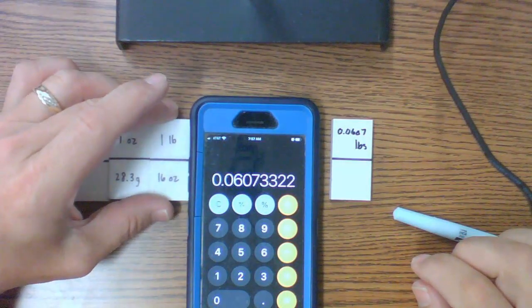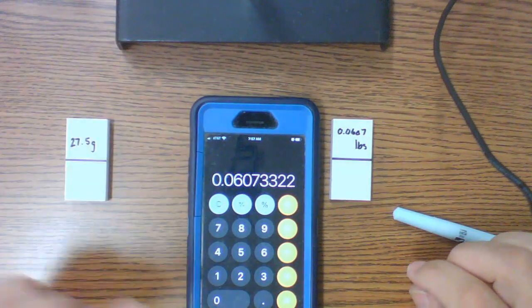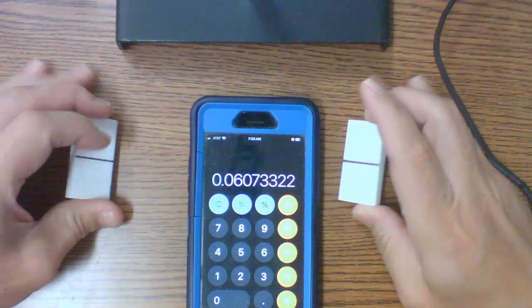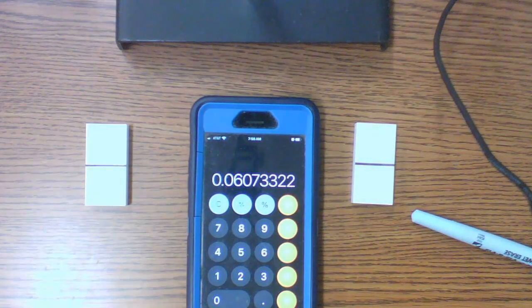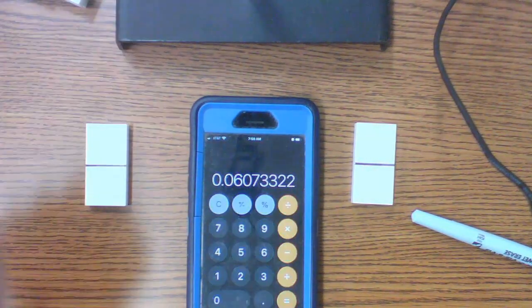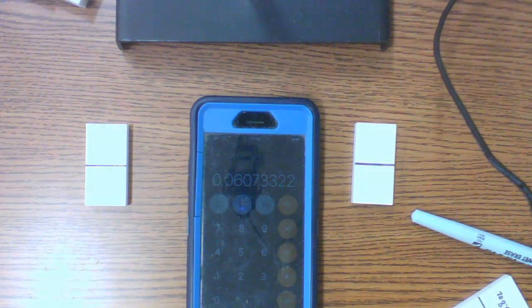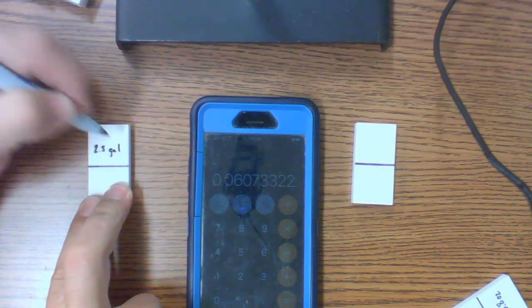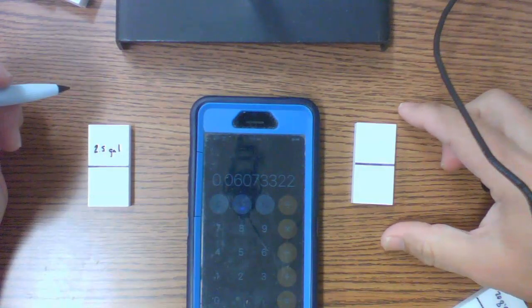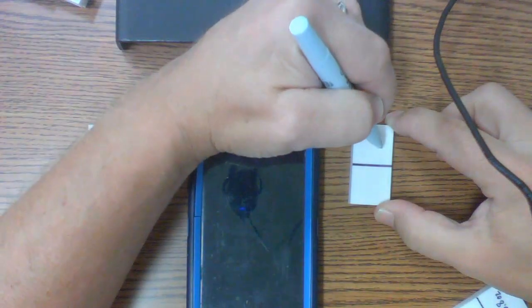Well, now I've got one more unit or quantity type. We're going to set up and do volume ones. So here we go. Let's get our volume dominoes out. All right, and let's start with 2.5 gallons. And we want to change our gallons into liters.